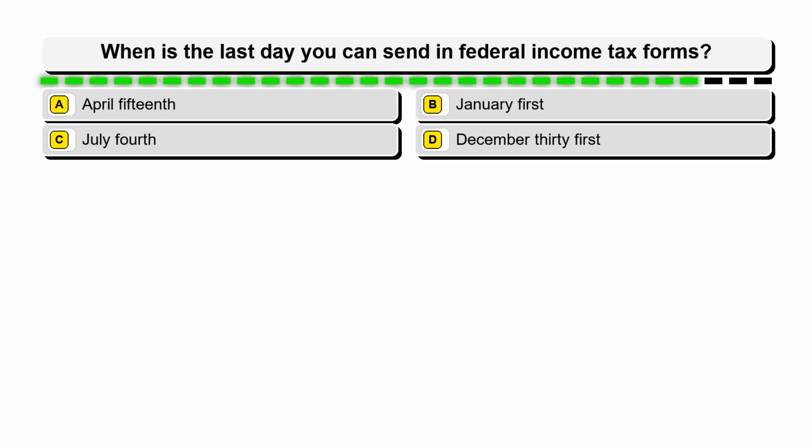Question 18. When is the last day you can send in federal income tax forms? Option A, April 15th. Option B, January 1st. Option C, July 4th. Option D, December 31st.